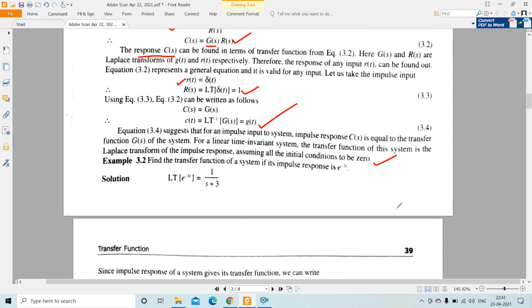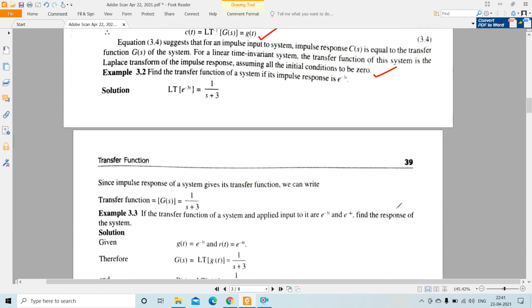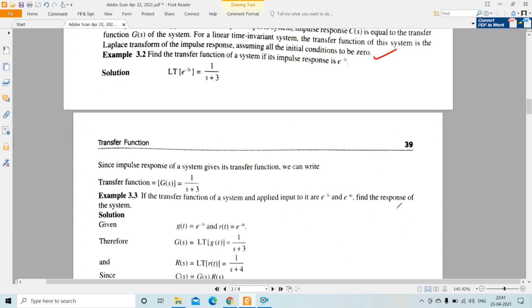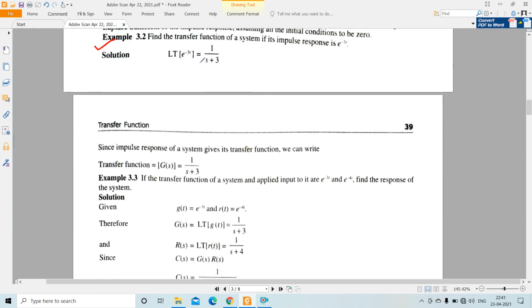So these are the problems given here. Just go through them and you can easily solve them. This is one problem here: the transfer function is to be determined where its response is given. This is the response, so its Laplace is 1 by s plus 3. So the transfer function G(s) is equal to 1 by s plus 3.